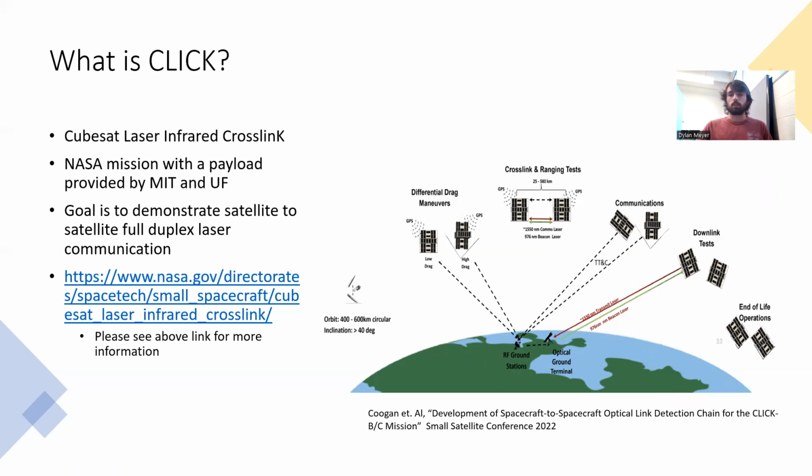As you can see on the right, this is a general mission outline where the two satellites are deployed. They will communicate via laser comm. They will communicate the results of the laser comm duplex communication to the ground station. They will also communicate via laser communication to an optical ground terminal, and then they will engage in end-of-life operations. You can find more information about the mission at this link, and I would highly encourage you to give that a read. It's very interesting.